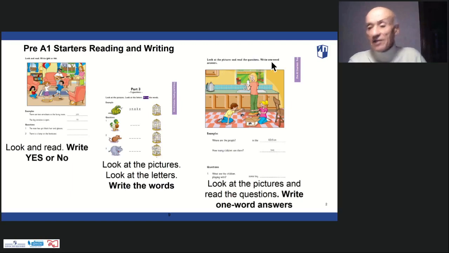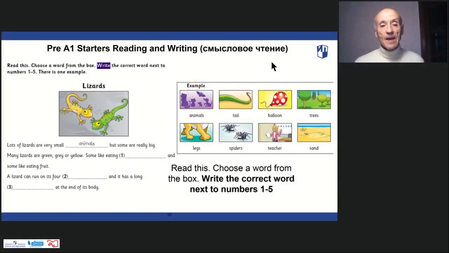Or where are the children playing, or what are they doing? And the students again have to read the story first and write their answers. Read the questions first, look at the picture and write their answers. Pre-A1 starters, reading and writing already implies meaningful reading.